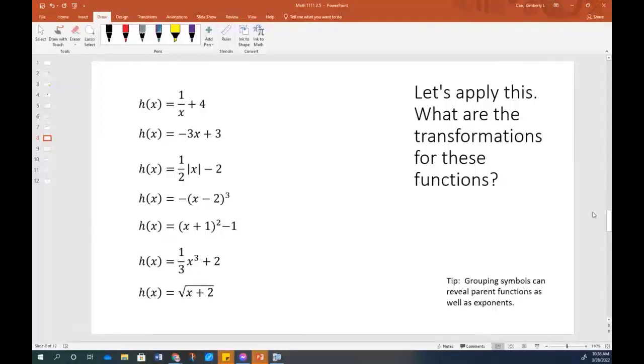Now for the practice of it. First of all, let's look at what the parent functions are, because with the parent functions, we're going to look at other numbers besides those to determine what our transformations are. So parent functions cannot include any addition or subtraction. They don't have any negatives. It's just that most basic one. So right here, that's my parent function.